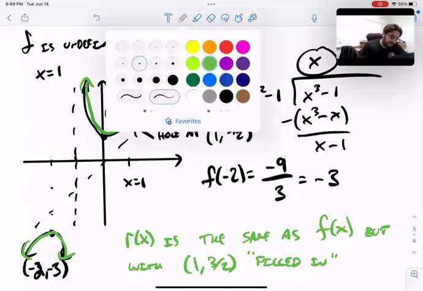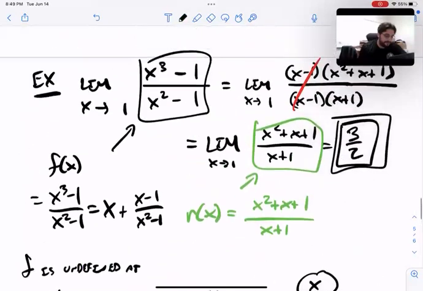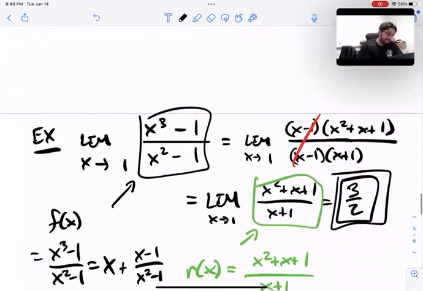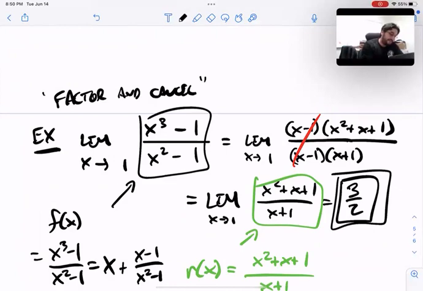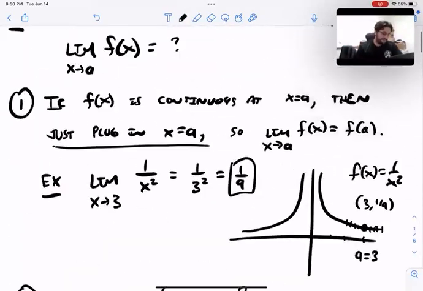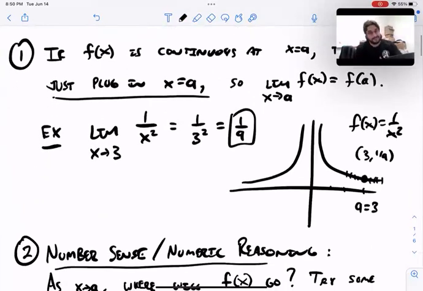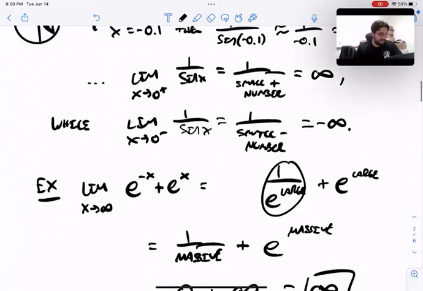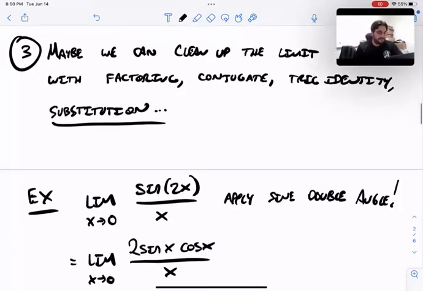So that's yet another trick for evaluating limits, this factor and cancel trick, right? This is a very, very common thing that you look for when you're trying to evaluate a limit that you can't get in one of these earlier ways. We have, once again, just plug it in, it's continuous. We have number sense, numerical reasoning. We have can you clean it up with factoring, a conjugate, trig identity, substitution?